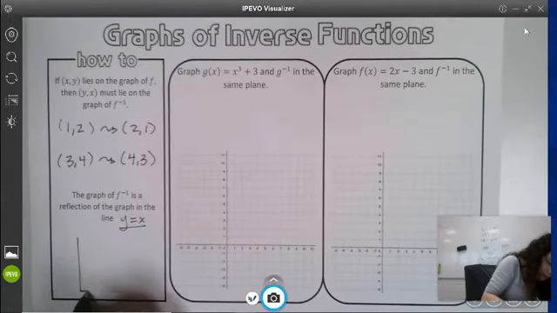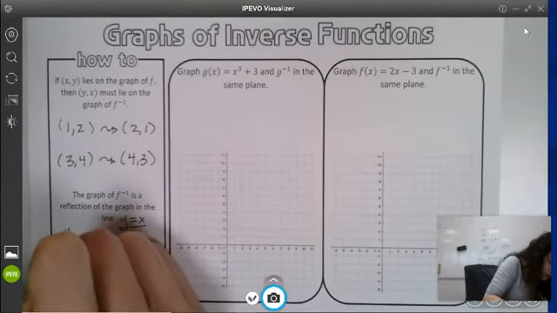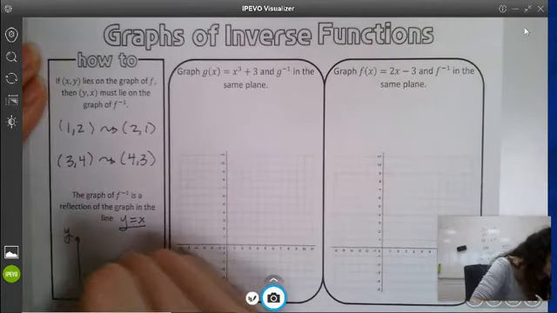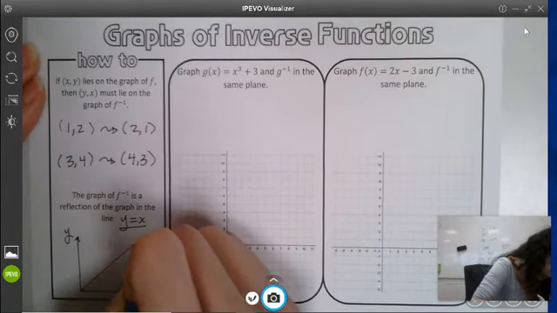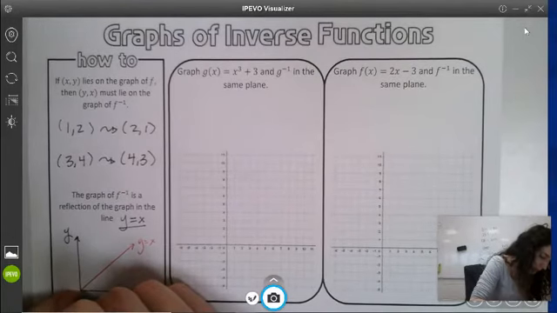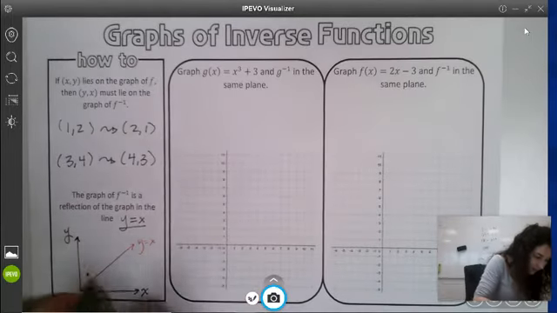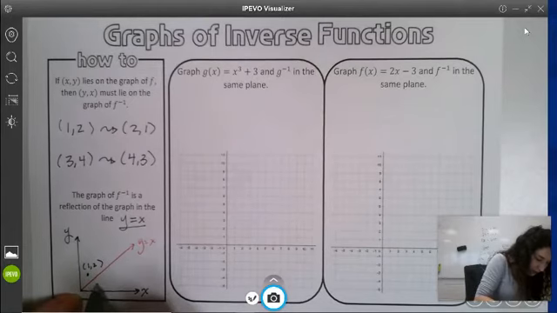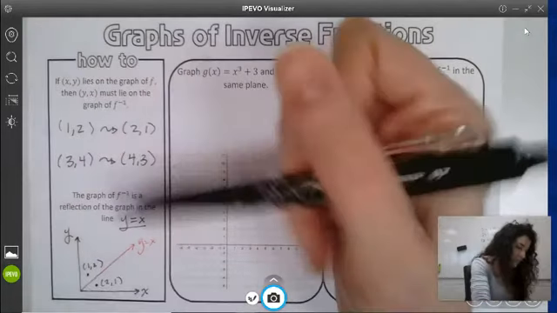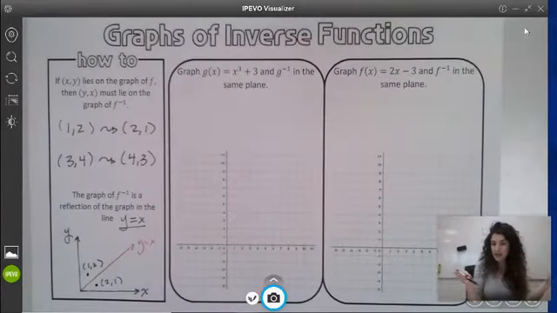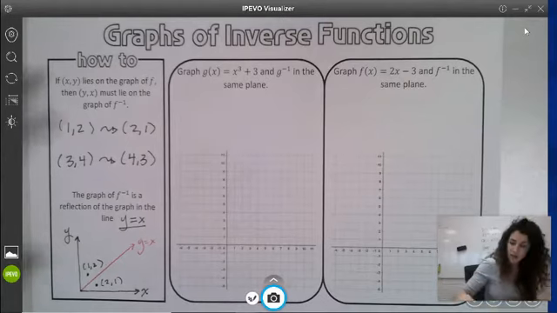So if I were to graph, just really quickly, to show you what I mean by that, I have the line y = x, and I plot the point (1, 2) and then the point (2, 1). Notice that they are a reflection over this line, right? If you were to mirror that image, it would mirror across that line.